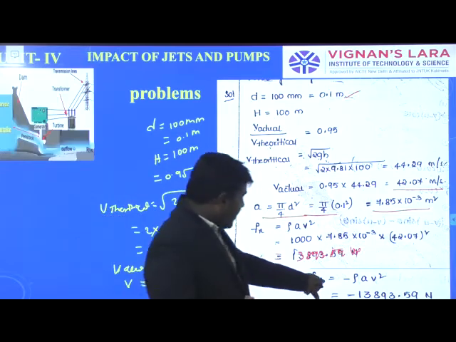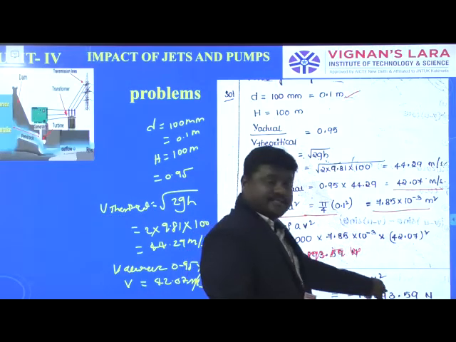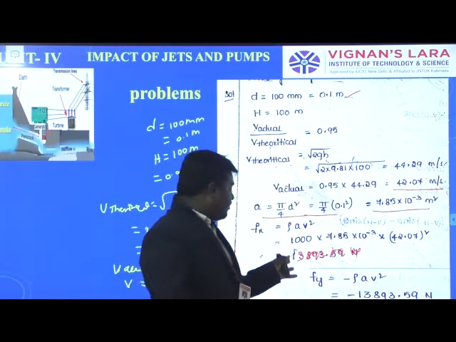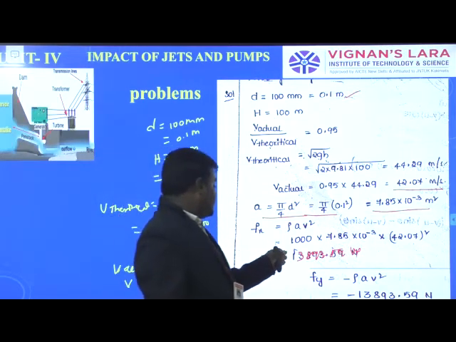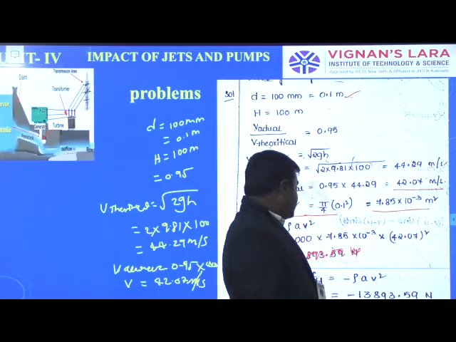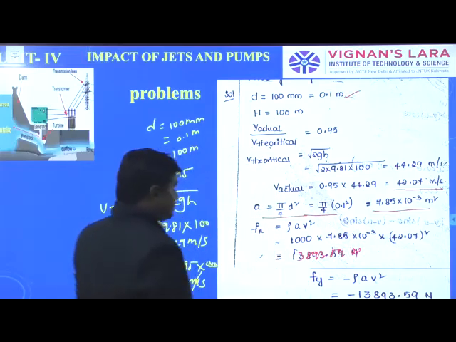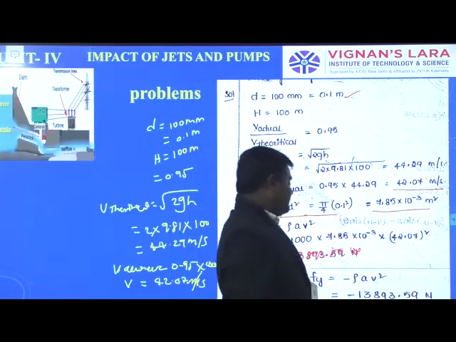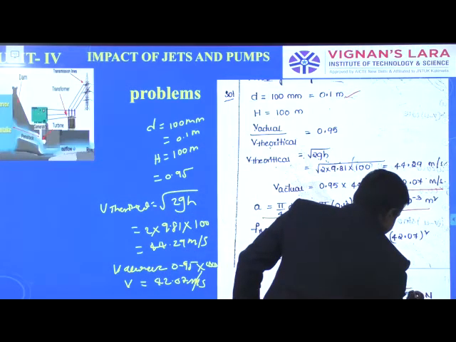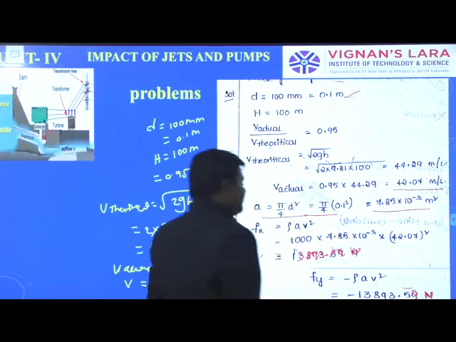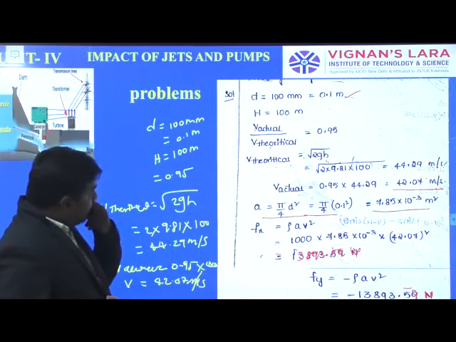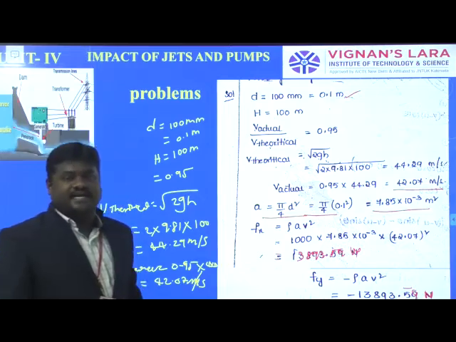As well as the forces in y direction. So the force in y direction is minus rho a v square. Then we have to put the values inside. So Fy is equal to minus 13,893.59 newtons. Okay, is it clear? This is the sequence of problem solving of impact of jets.